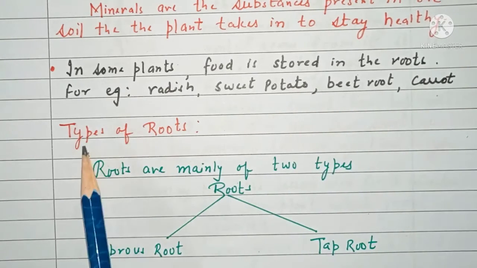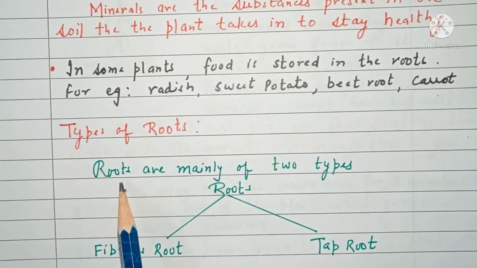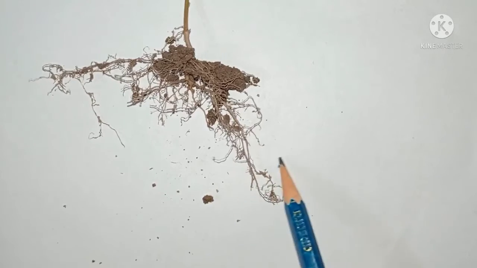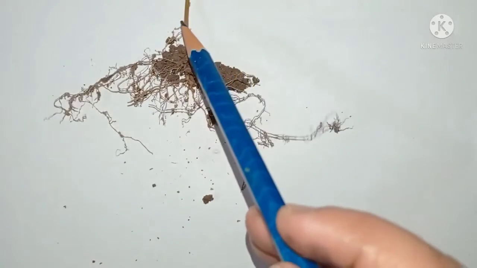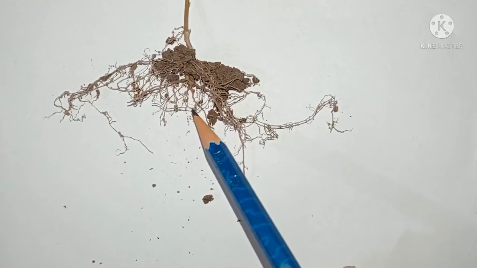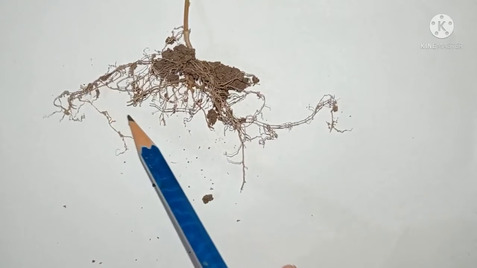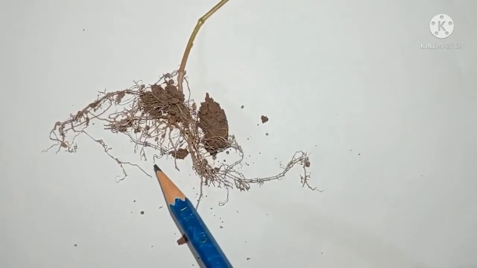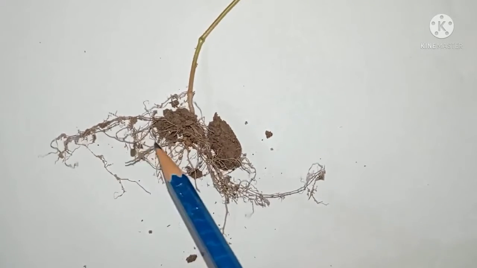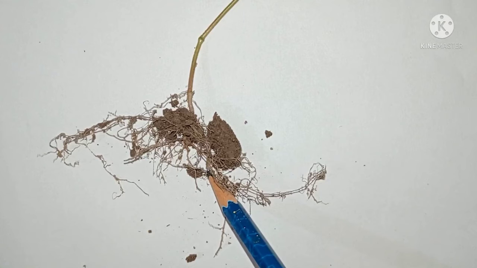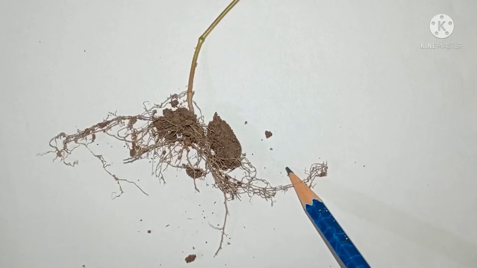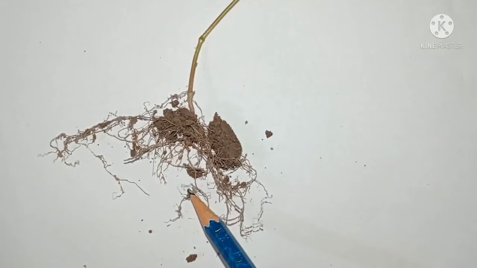Now moving on to the types of roots. Students, roots are mainly of two types: fibrous root and taproot. A bunch of thin and small roots that grow from the base of the stem is called a fibrous root. These fibrous roots do not have any main root. As you can see, from the end of the stem, many thin, thread-like, bushy roots come out. These spread in the soil in all directions and anchor the plant to the ground.